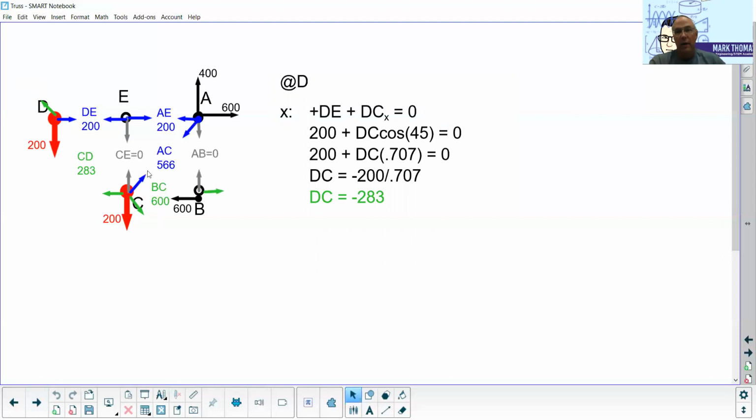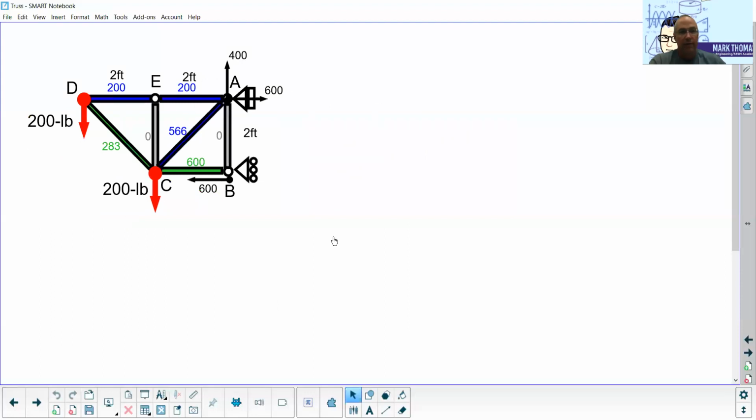AC is being stretched, it's in tension. AE is being stretched, it's in tension. DE is being stretched, it's in tension. Okay. So this is our final picture, kind of color-coded with all of our members kind of drawn in, and the way that that final picture would actually look here.